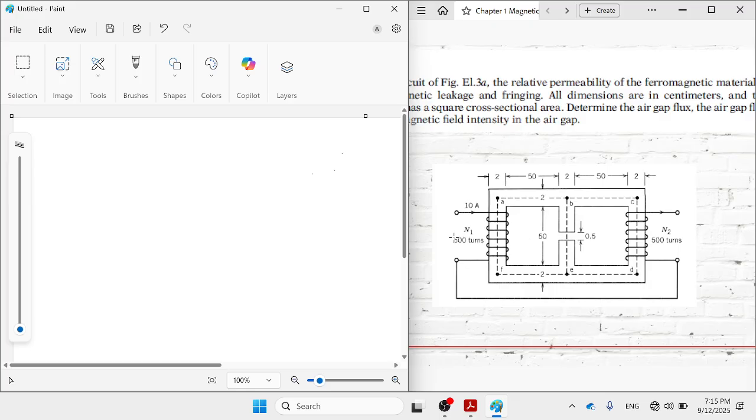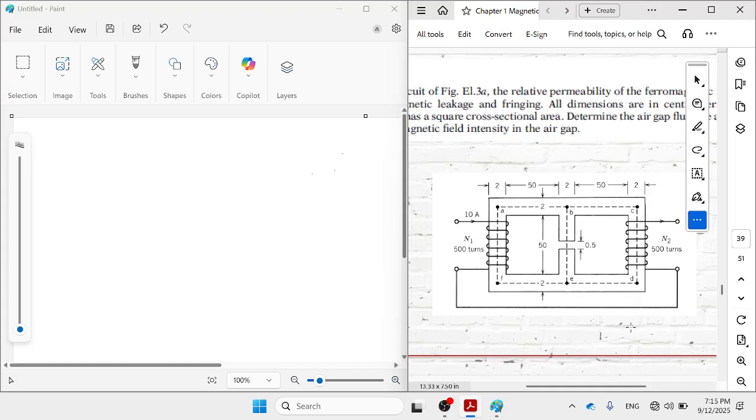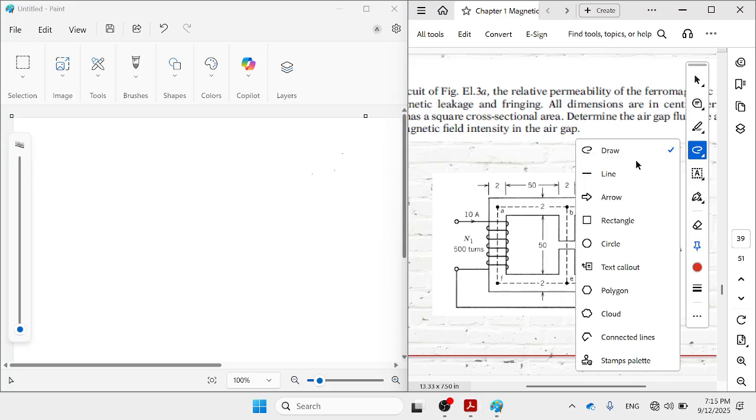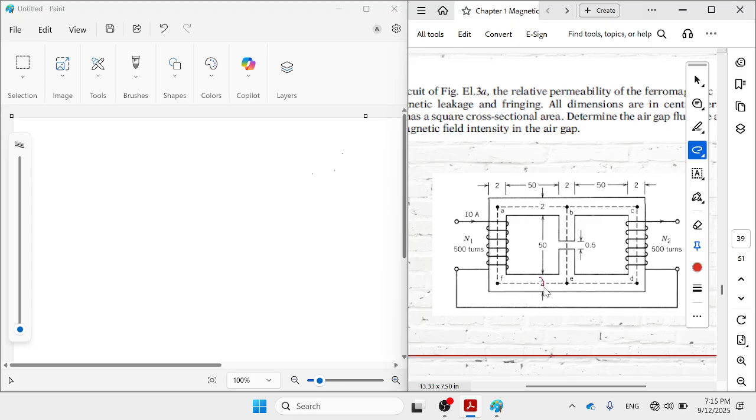The ratio N1 and N2 are exactly the same, 500 turns, and the dimensions of the core are given here. You can see this leg is 2 centimeter, 2 centimeter, 2 centimeter, all three, and the other side is also 2 centimeter by here. Where is my pen? I just need the pen. Okay, draw 2 centimeter by here and 2 centimeter by here. Between these two, we have 50.